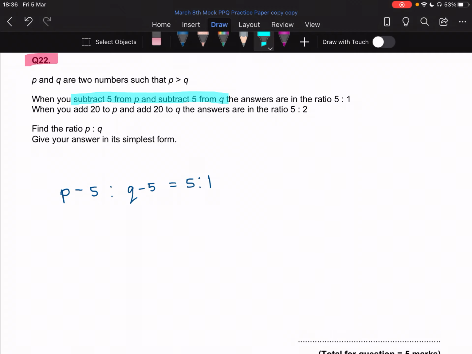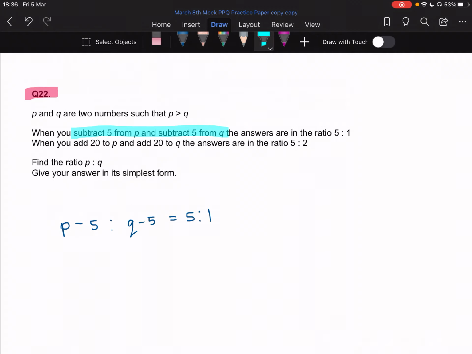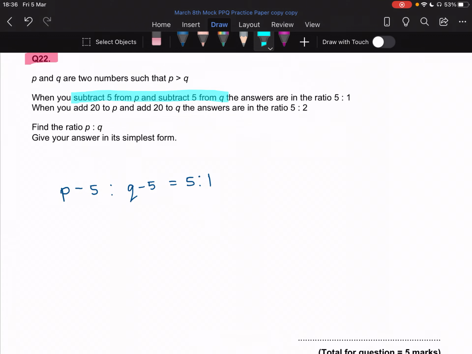We're going to apply the same idea for the second part. Of course, if you want to try, give it a go, and then see how I do it. So it says, add 20 to P and add 20 to Q. Answers are in the ratio 5 to 2. And again, we can put the ratio sign in between them. Find the ratio of P to Q, give your answer in its simplest form.